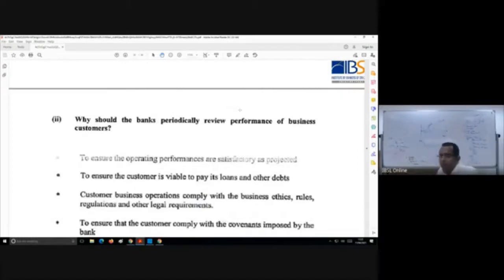Why should a bank periodically review the performance of a business customer? To ensure it, there are a few reasons. We have to ensure that what we projected and what is actually happening in the business is the same. For that, you need to go and visit and do a periodic review. Then by doing a review, you can make sure that the customer is in a position to pay us.